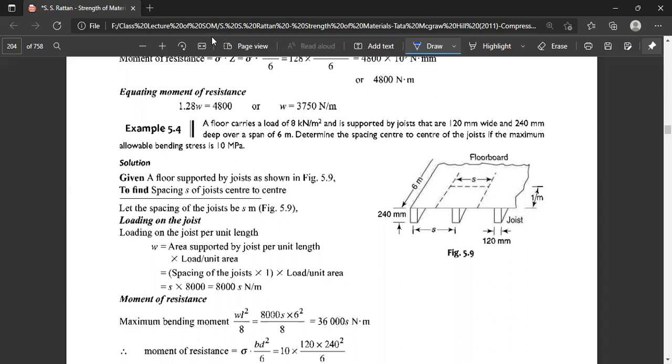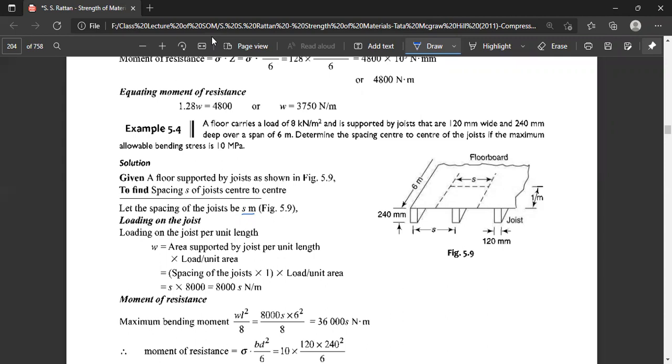Now, we have to find the spacing of the joists. Let the spacing of the joist be S meter. The loading on each of the joists per unit length, W, is the area supported by the joist per unit length, multiplied by the load per unit area. That is, the spacing of the joist multiplied by the length multiplied by the load. Spacing is given as S, and load per unit area is 8,000 Newton per square meter.